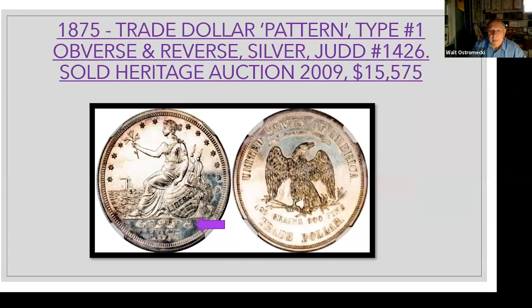1875 trade dollar. Pattern type. This is number one. There are also pattern types that had different reverses and obverses. Again, this is one of many that I have access to. This is a Judd 1426. But notice down at the bottom on the left of the obverse, "In God We Trust" was added below there. It might have sort of narrowed down the design, but take a look at Liberty. Now that she's holding a flower, she actually seems to be smiling. The designer did a great job on this particular one. $15,000 worth.